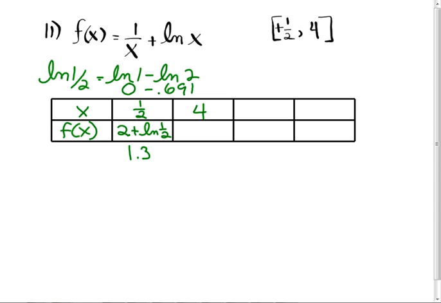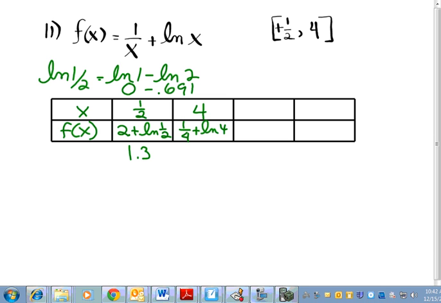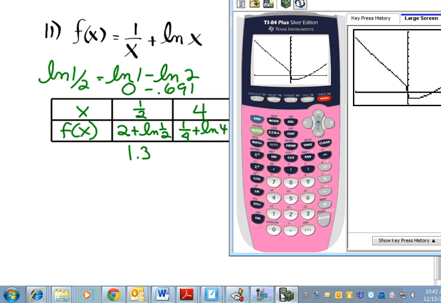Okay? What about the 4? It's 1/4 plus the log of 4. But the problem is I don't know what the log of 4 is. So my estimate first time through was log of 1/2 is pretty small. Log of 4 is bigger than we think. So let's find out. I have to use a calculator because otherwise I'll get it wrong.